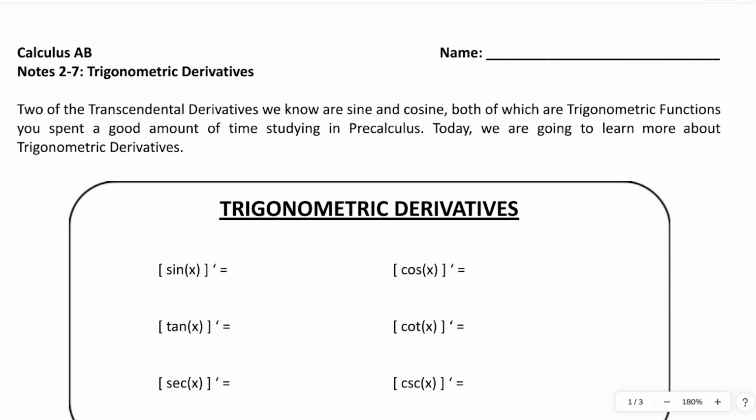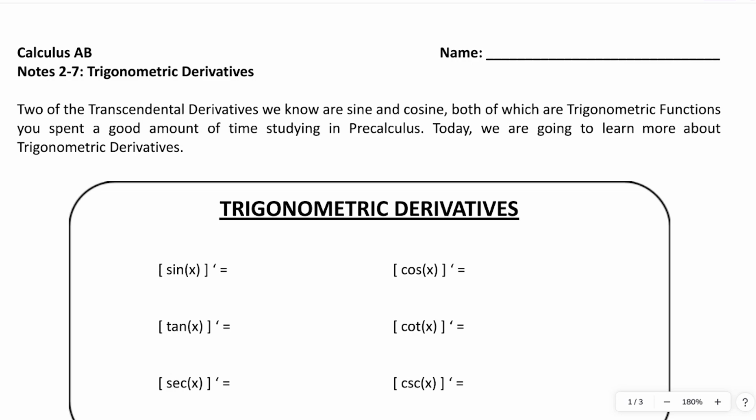Today I'm going to add to this list, okay? That's what we'll do every day pretty much. I'm going to give you some more transcendental derivatives. And specifically, I'm going to give you the rest of the trigonometric derivatives that we haven't gone over yet. So we've gone over sine and cosine. You know the derivative of sine is cosine, and you know the derivative of cosine is negative sine. But we don't know the derivatives of tangent and cotangent and secant and cosecant. So that's what we'll get into today.